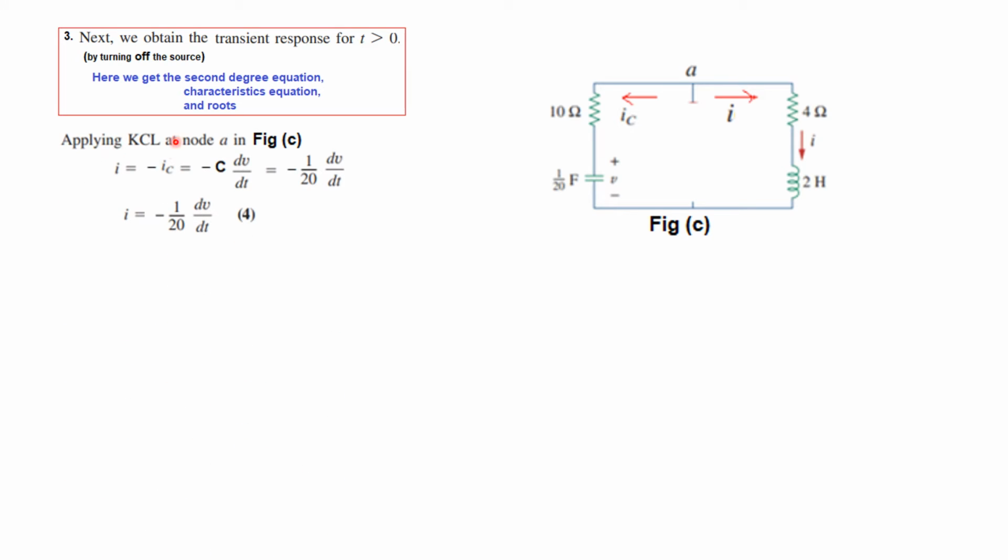So applying KCL at node A, you can see at this node A, current I and current IC are in opposite direction. So we can write that I is equal to minus IC, and IC is C dV/dt, where C is 1/20, and therefore I is minus 1/20 dV/dt. This is our equation number 4.